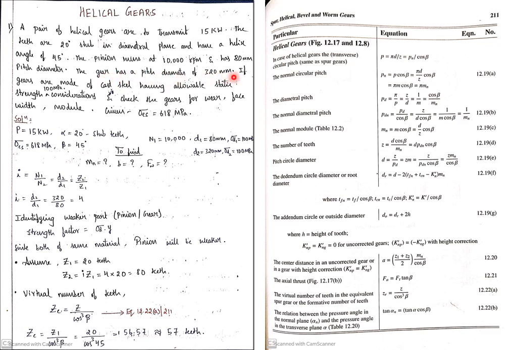If the gears are made of cast steel having allowable static strength 1000 megapascals, he has given the allowable static strength. Consider and check the gears for wear, face width and module. He has also given the endurance strength as 618 megapascal, which will be used in further calculations. Okay, let's see how to solve it.